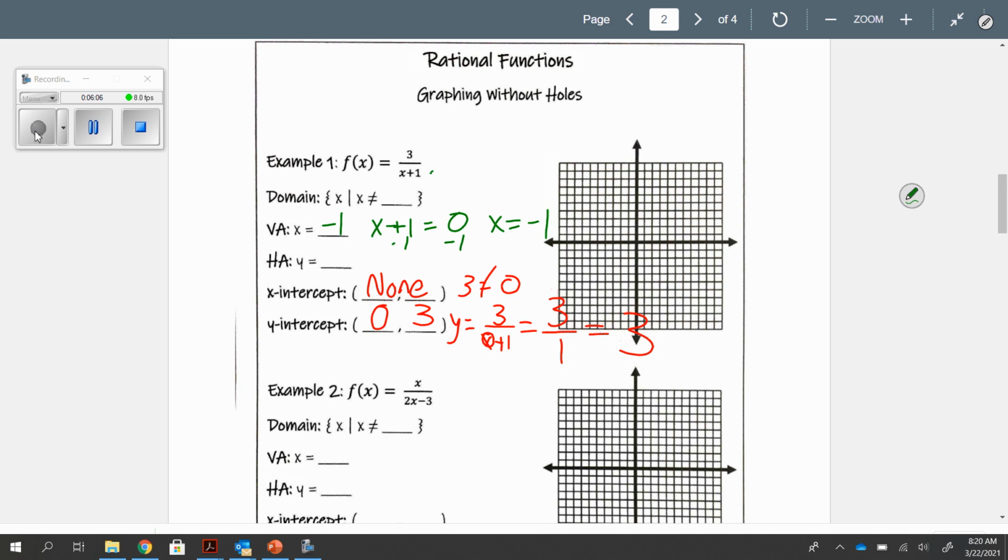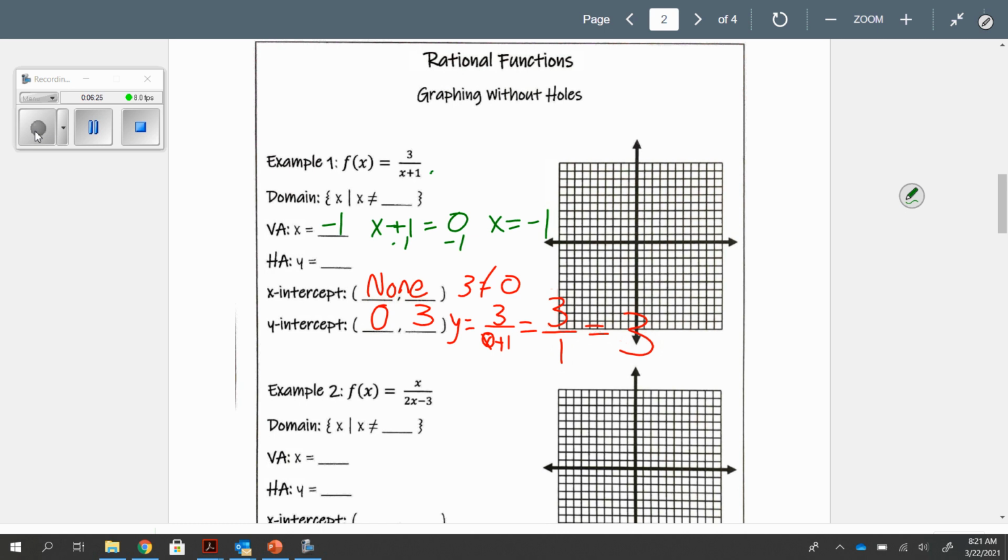I want to stop here. Let's jump down to number 6. It says the domain is all real numbers except those that make the denominator equal to 0. I want to read that again. It says the domain is all real numbers except those that make the denominator equal to 0.